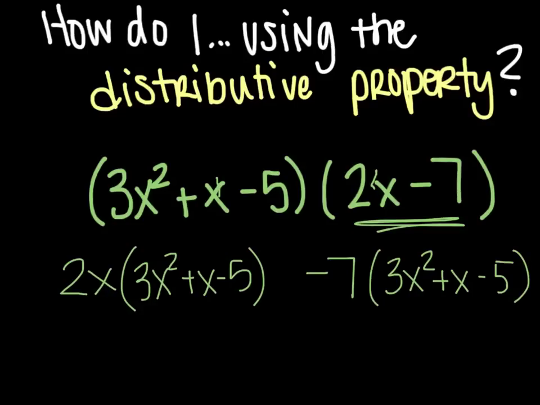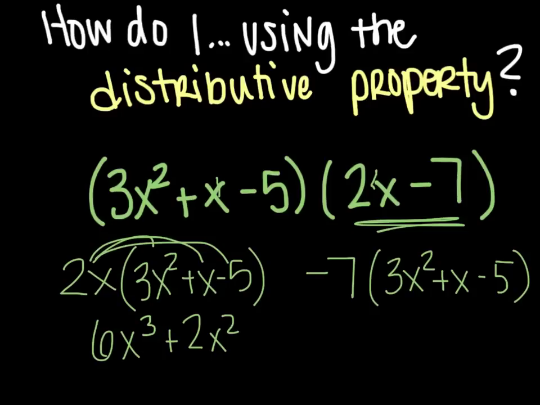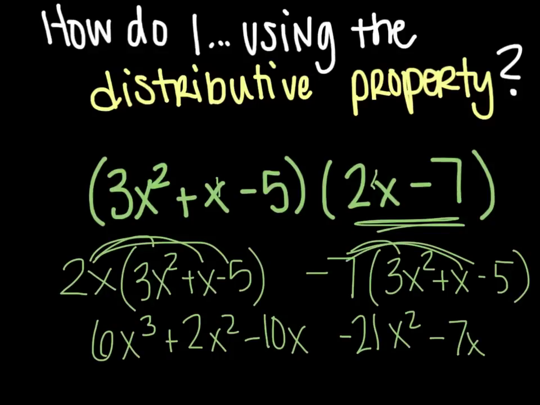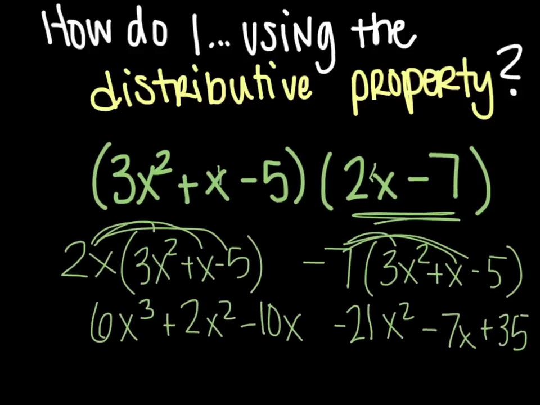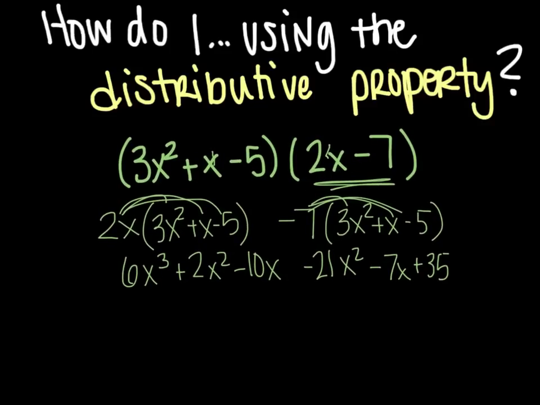So now I have 2x times 3x squared, which would be 6x cubed, and then 2x times x would be 2x squared, and 2x times -5 would be -10x. Same thing with the -7 distributing, so -21x squared, -7x, and positive 35. Once you've done all of that, you have to combine like terms.